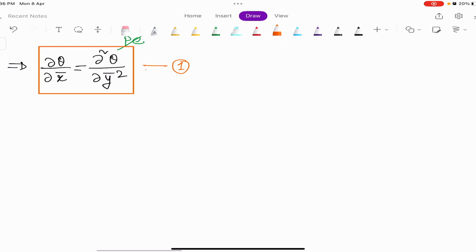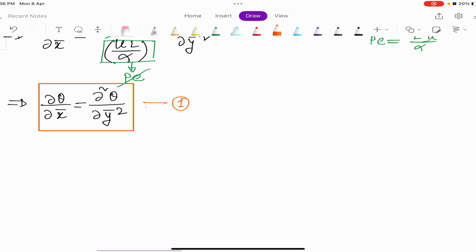Now what will be the boundary conditions? How can I find them?